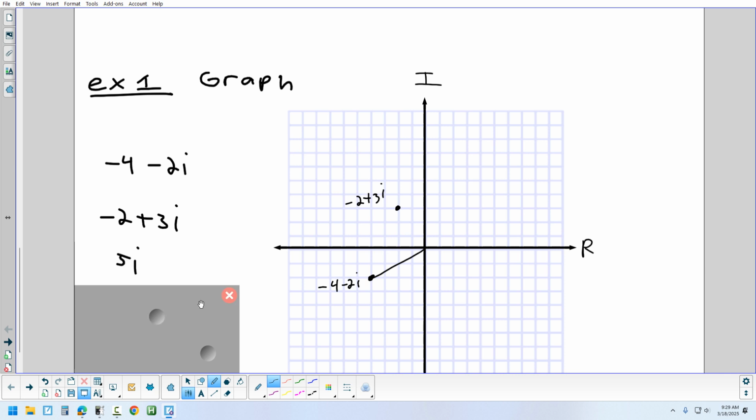5i. Where would that be when we graph that one? 0, 5. Yeah, there is no real part, so it's 5 units up. That one is not in a quadrant. It's on an axis, which is fine.